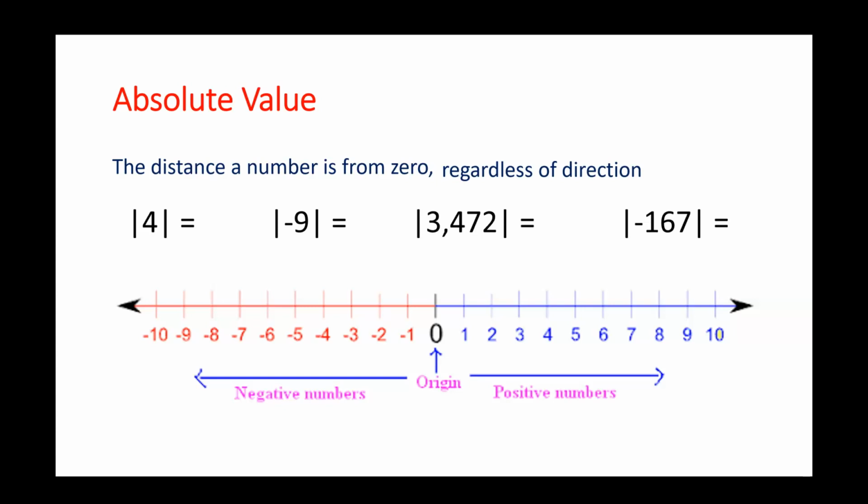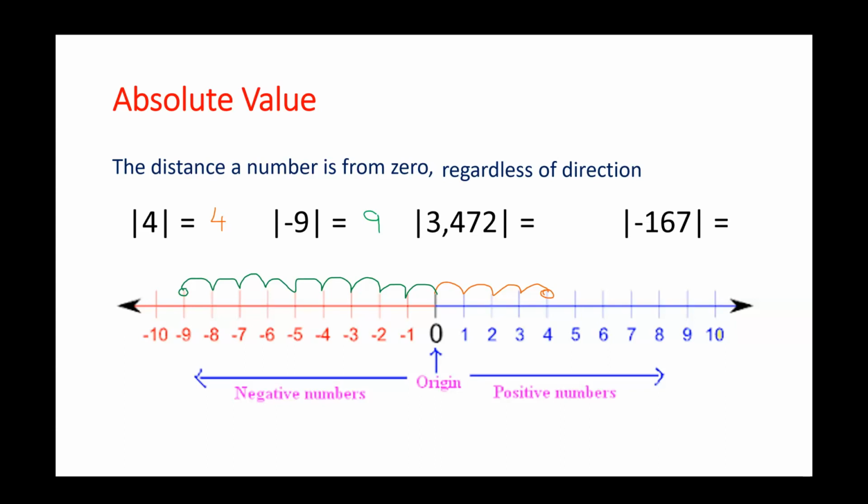Here are 4 more examples. What is the absolute value of +4? How many steps does it take to get from 0 to 4? It takes 4 steps. 1, 2, 3, 4. How about -9? What's the absolute value of -9? It takes you 9 steps to go from 0 to -9. We don't care about direction, just the number of steps.